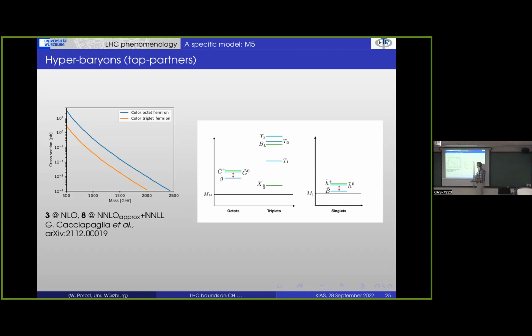Now, of course, one has to compare the cross-section of the color triplets with the color octets. That's what you see in the plot here. It's well known that color octets have larger cross-sections than color triplets. This is just to give you an idea, it's an order of magnitude. That's the reason why the following will focus on the color octets. Because we know the color triplets should be in the same ballpark, so if we get a mass bound on the color octets, we automatically get a mass bound on the color triplets.